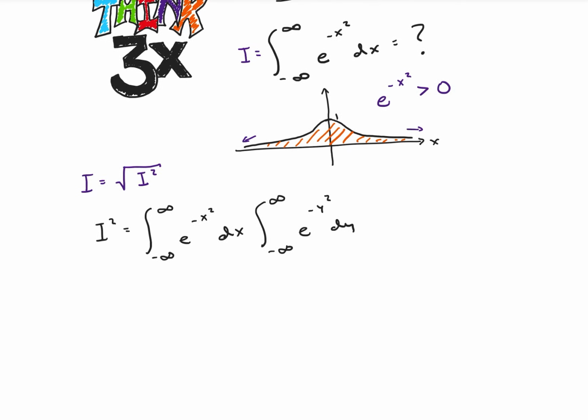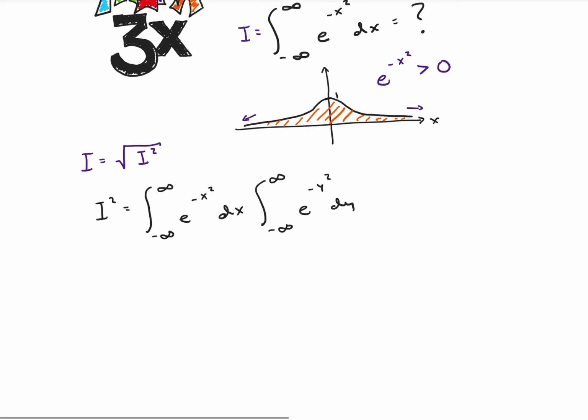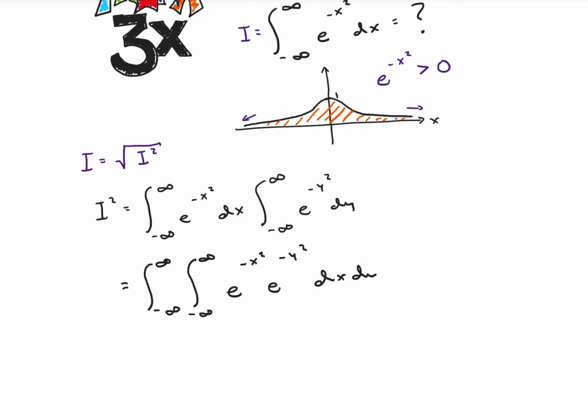Since the x and the y parameters are independent, it won't impact our expression if I move those together. So what I'm going to go ahead and do is rewrite this as the integral from negative infinity to infinity, and then I'm going to make it a double integral of e to the negative x squared times e to the negative y squared dx dy.